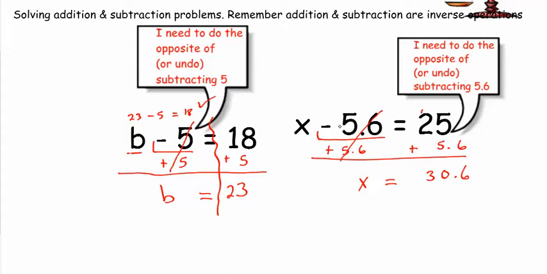Then you can always go back and check it. Does 30.6 minus 5.6 give me 25? Well, yes, it would. So that is a true statement. All right, let's do an addition one.